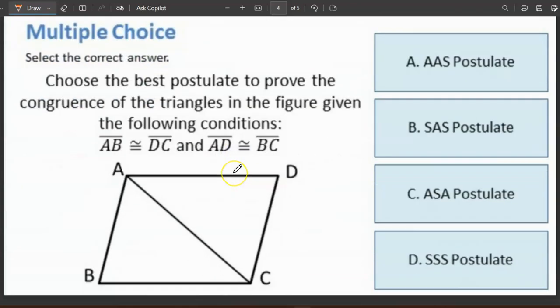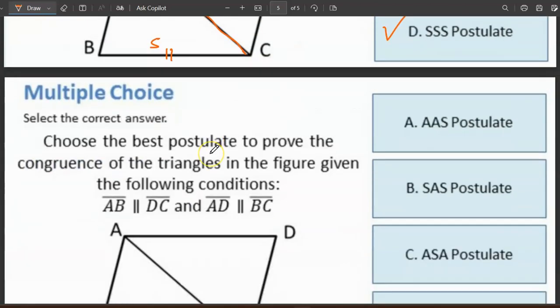Item number 4. Segment AB, this is congruent to DC. This one. And then AD is congruent to BC. And again, this is congruent to itself, right? That is from the reflexive property, right? So we actually have what? We have side, and another side. So this is S, S, S. So we have letter D.